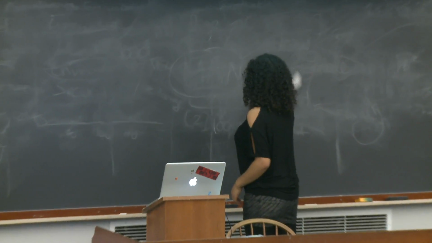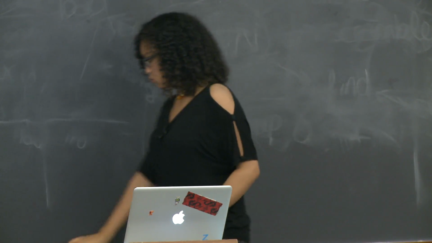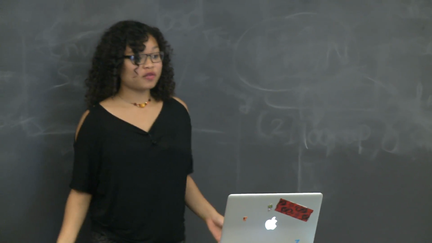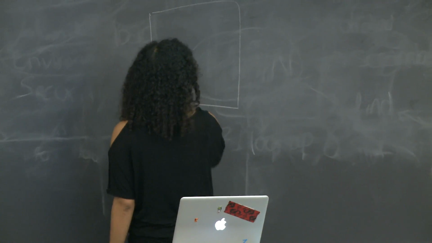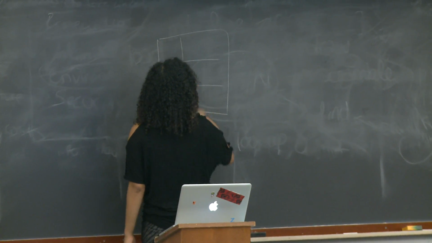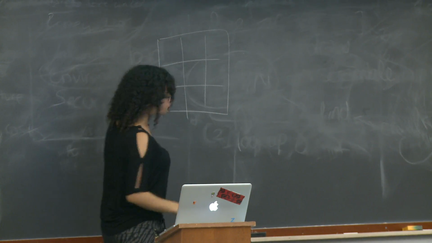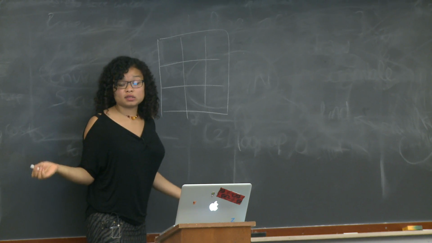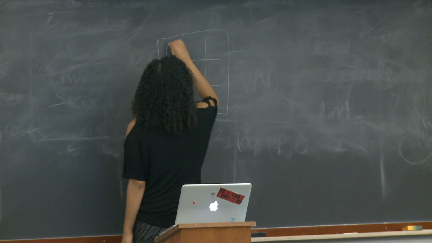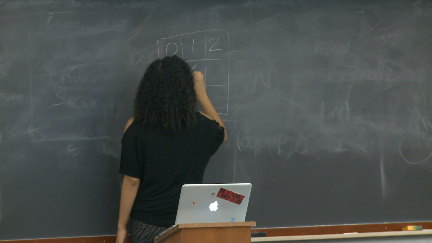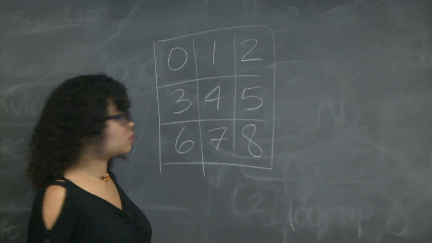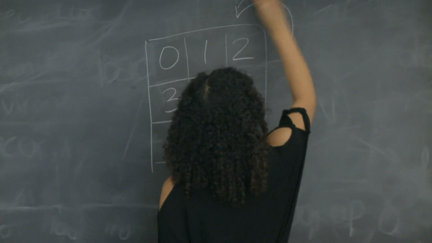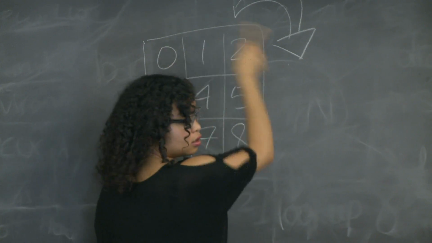Okay, so let's draw this out to see what it might look like. I'm not going to do a 4x4 grid, but rather a 3x3 one. So let's say this is an int 2D array. All right, so say we want to scramble this. We want to rotate it 90 degrees clockwise.